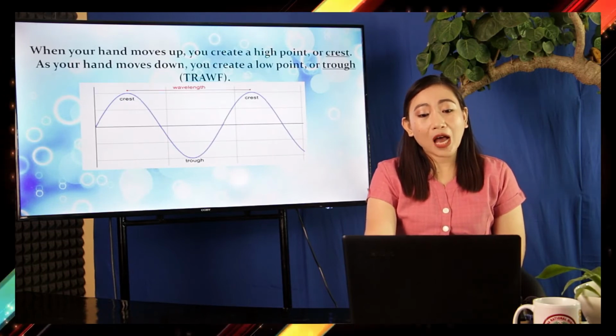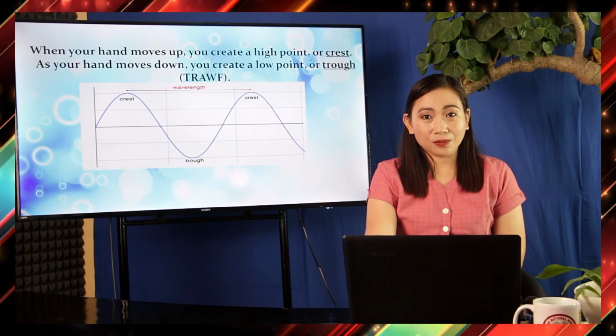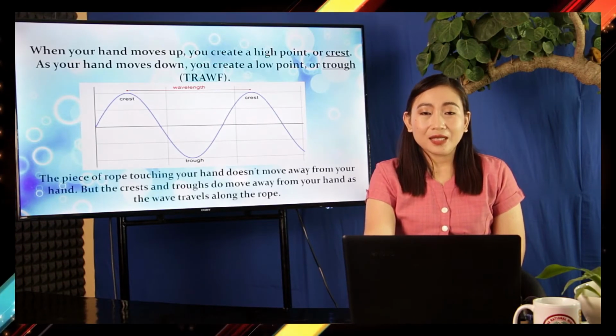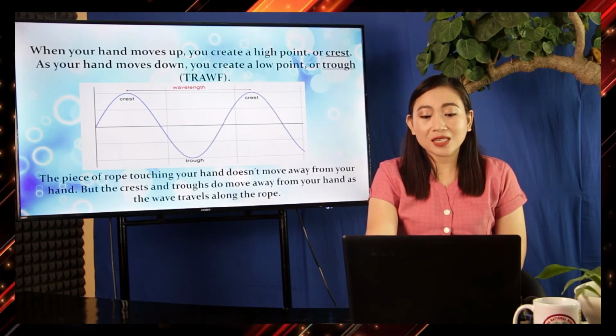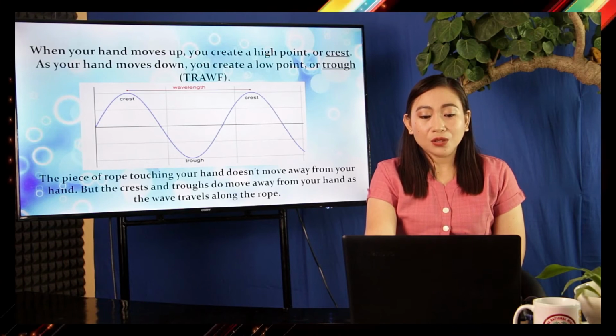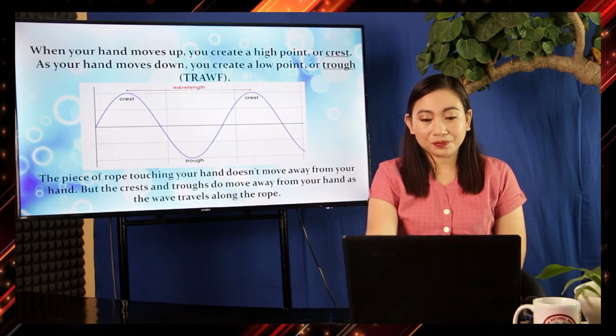When your hand moves up, you create a high point or crest. And when your hand moves down, you create a low point or trough. The piece of rope touching your hand doesn't move away from your hand, but the crest and the trough do move away from your hand as the wave travels along the rope.